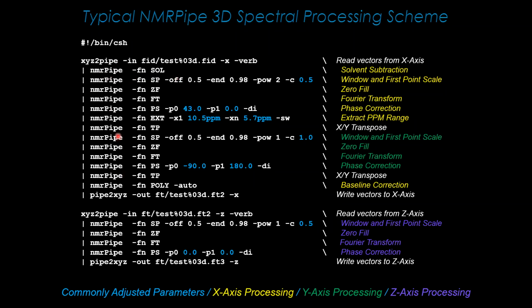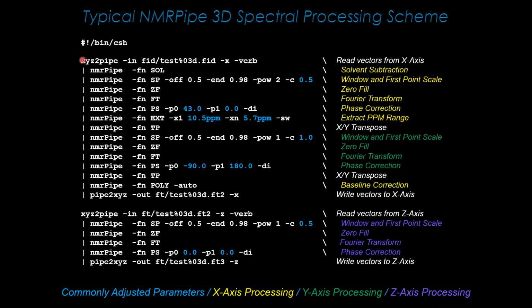Okay. So in this processing scheme, we have a solvent filter, a window function, a zero fill, a Fourier transform, a phase correction, extraction of a particular range of chemical shifts. This is a script for amide detected data, so we extract an amide range of chemical shifts. And then a 2D transpose, which exchanges the rows and the columns so that the remainder of the commands now process the next dimension, the indirect dimension, which also gets a window function, a zero fill, a Fourier transform, phase correction, and now transpose back again, and then a baseline correction to baseline correct the directly detected dimension.